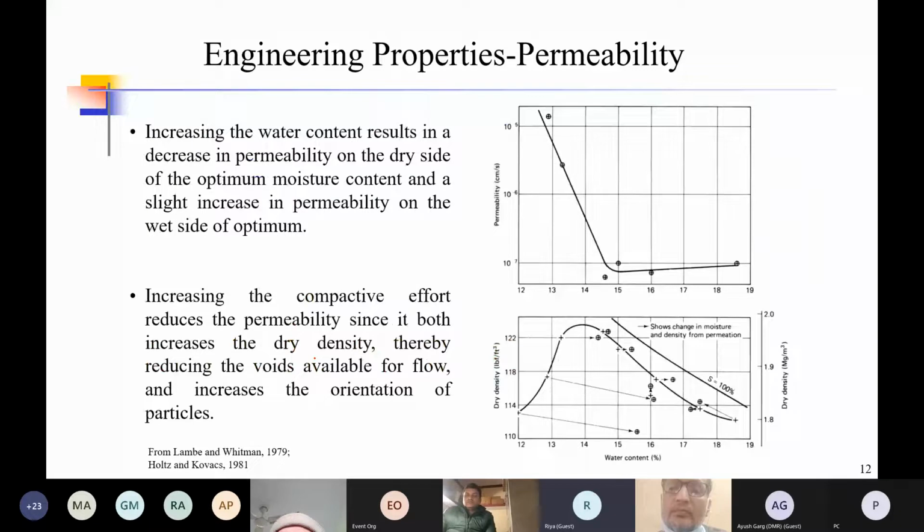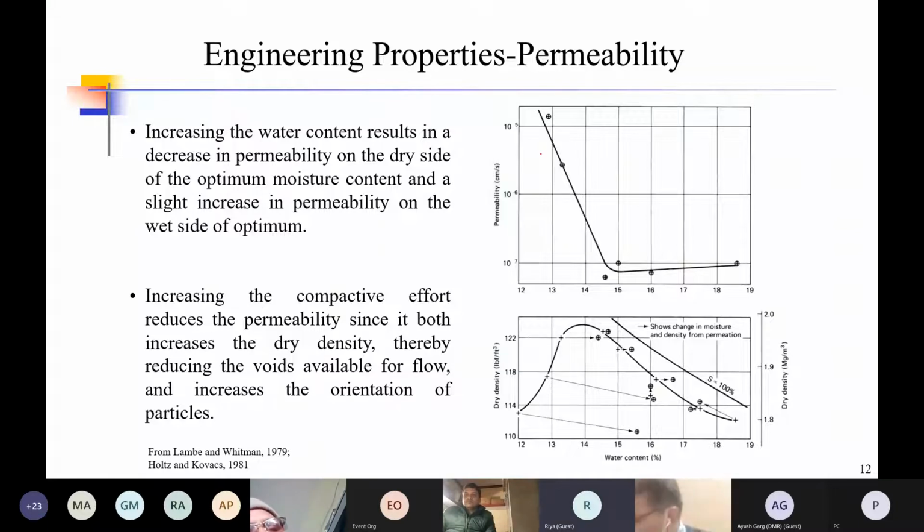Now, I was telling you why exactly we go for this compaction, because it is intuitive, we can understand and visualize it: the denser the soil, the better bearing capacity and strength it has. But it also influences other properties, for example, permeability.